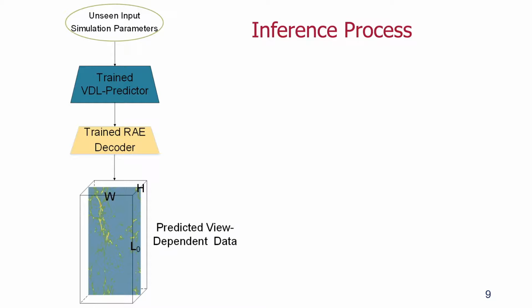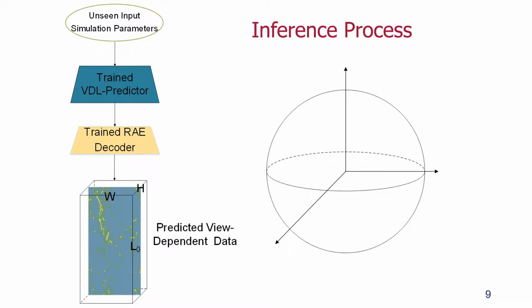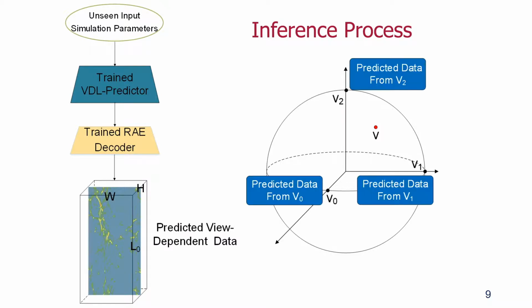Note that our final goal is to generate the visualization result from an arbitrary viewpoint. Look at the viewing sphere. For an arbitrary viewpoint V, we would cast rays to sample the 3 predicted view-dependent data generated from previously selected viewpoints. And at one ray sample location, we average all the 3 sampled values by inverse viewpoint distance weighting, such that the sampled value from a closer viewpoint should contribute more than that from a more distant viewpoint.